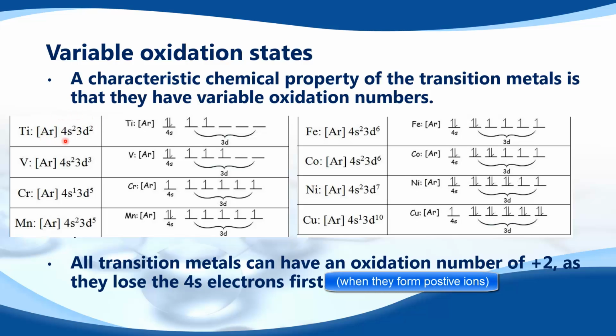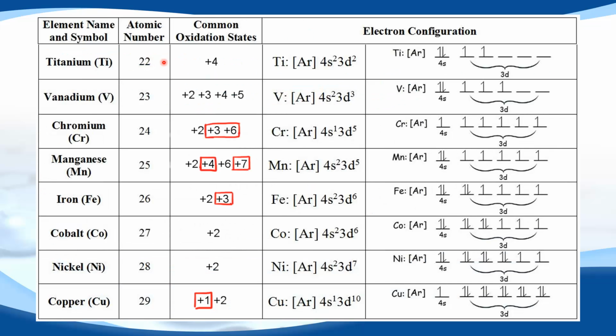So here you can see the electron configurations of the transition metals, and with the exceptions of chromium and copper, they all have two 4s electrons, and they can lose these 4s electrons. They lose them first, so all of the transition metals, including chromium and copper, can have an oxidation number of +2.